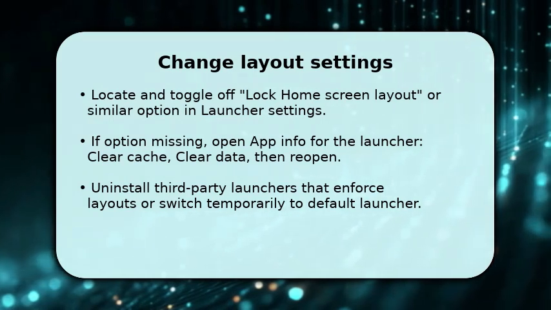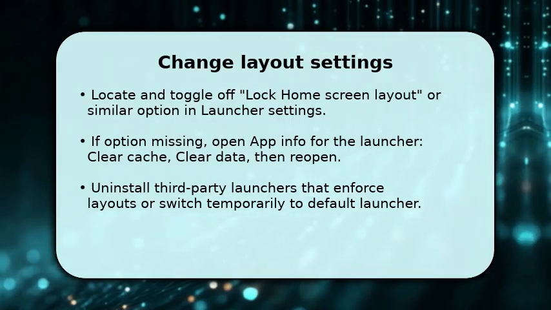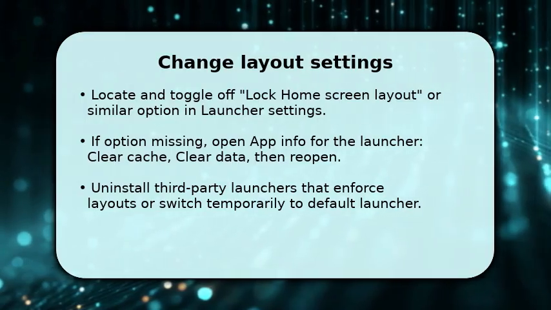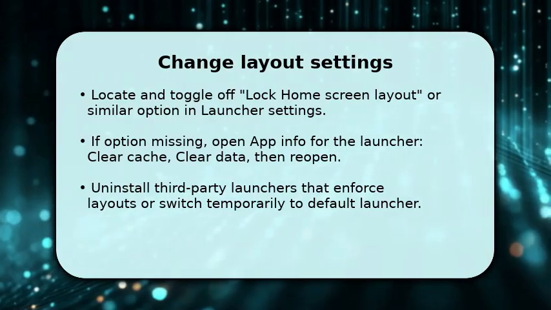Now you will make the actual change in the launcher settings. Find and toggle off Lock Home Screen Layout or a similar entry. If you do not see it, go to Settings, Apps, Your Launcher, then Clear Cache and Clear Data. This often resets enforced settings. Once cleared, reopen the launcher and check layout editing.